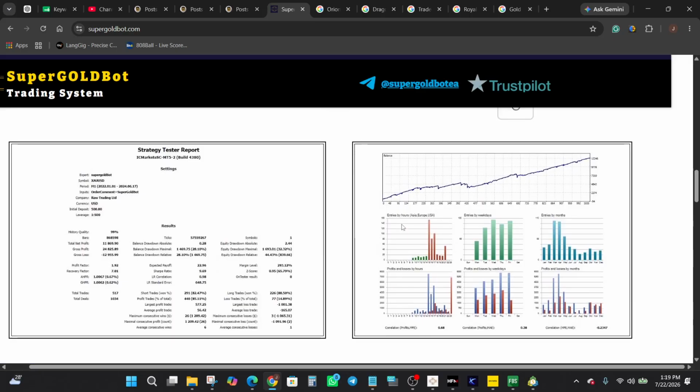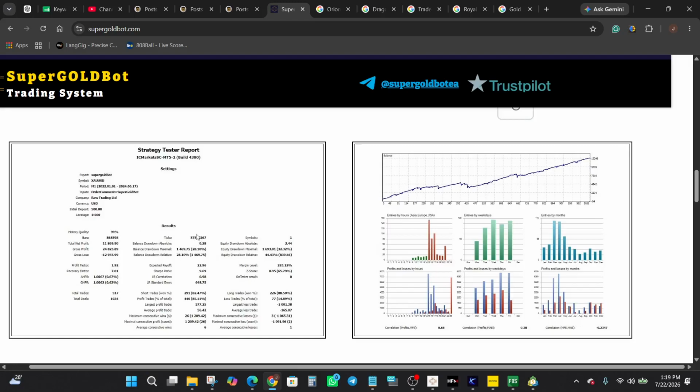So this backtest was conducted on MetaTrader 5 using IC markets tick data on the XAUUSD M1 time frame spanning from January 1st, 2022 to June 17th, 2024, a period covering roughly 2.5 years. So the test was initialized with a $500 deposit at 1 to 500 leverage, and achieved 99% history quality across over 57 million ticks.